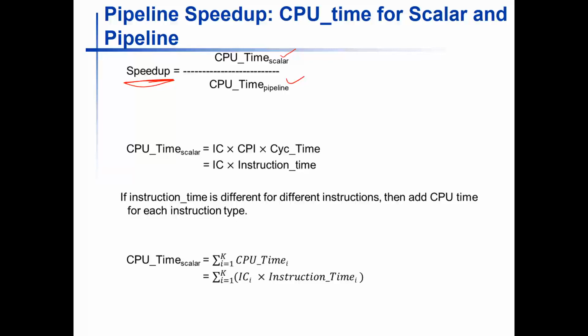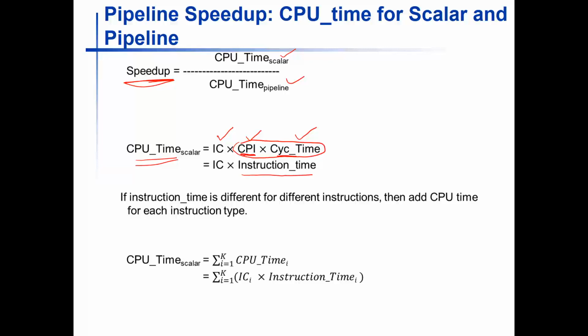Well, for that, we will use the CPU time equation that we derived in chapter 1, which equals the instruction count times the CPI times the cycle time. Now I can merge the CPI and the cycle time, and I come up with the instruction time. So what's the instruction time? Well, the instruction time equals CPI times cycle time. And I will use it to solve the following example.